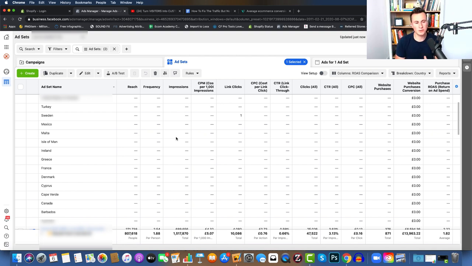And what that'll do is it will force Facebook to stop targeting Greece as a country and then focus your budget on other countries. This is why I always recommend selecting the countries that you want to sell to, rather than just targeting worldwide, because then essentially the scope is so massive that you're not necessarily always going to get the best kind of traffic for the money that you're spending.